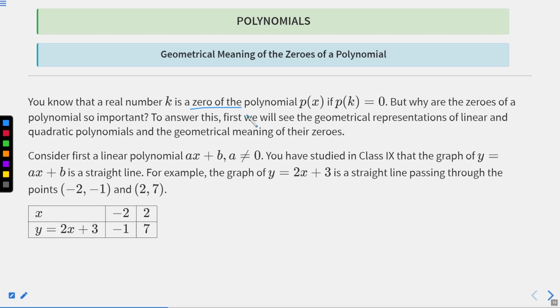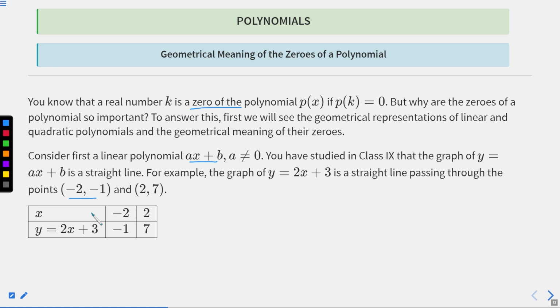Okay, so consider first a linear polynomial ax plus b where a is not equal to 0. You have studied in your class 9 that the graph of y is equal to ax plus b is actually a straight line. So for example, the graph of y is equal to 2x plus 3 is a straight line passing through the points (-2, -1) and (2, 7).